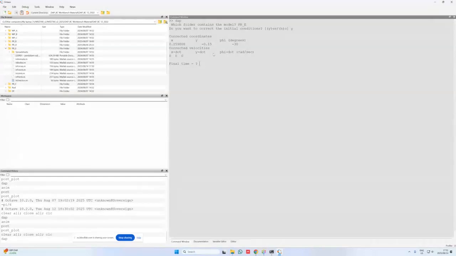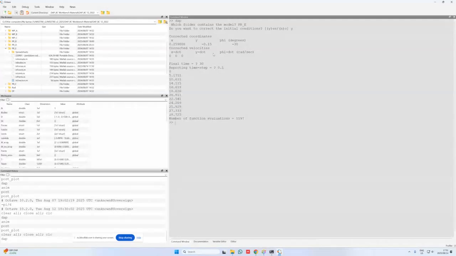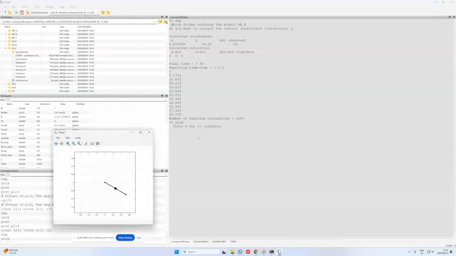If I now want to go and check what the effect is on the system for the inverse dynamic analysis, I can use a bit of a larger time in this case. So I'm going to make it 30 seconds, and I'm going to use a 0.1 second reporting time step. Completes 1,200 function evaluations. So if I want to, I can go and animate this as well.